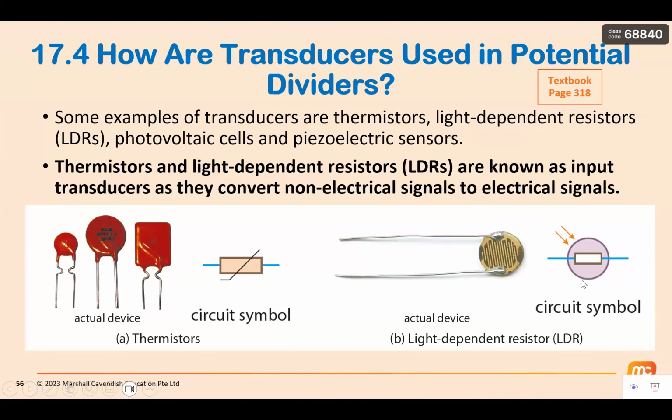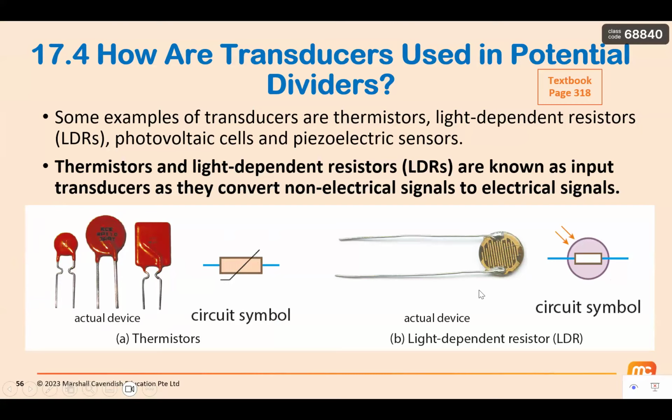There are two that you're going to learn in this chapter. The first is the thermistor. In real life, it looks like this, and the circuit symbol looks like this. It's like a resistor with a flat line and a slope up. It's not a tick, it's just a flat line and a slope up. This is your thermistor, and this is the circuit symbol.